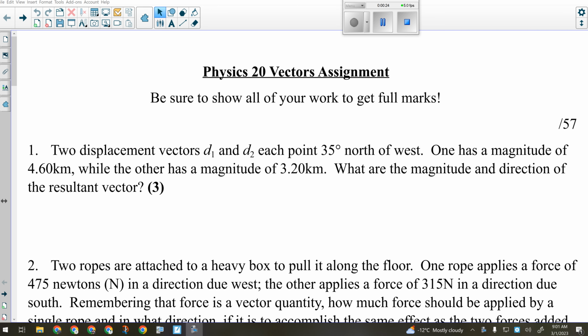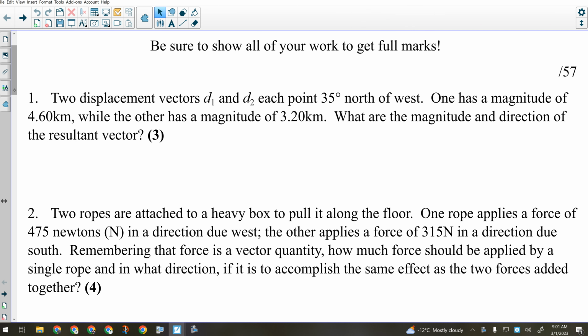As you're working through it, know that the numbers in brackets at the end of a question tell you the point value, so what that question is worth. If something is out of 3 marks, there's probably not that much work, because one of those marks is the givens, and one of those marks is the final answer. So there's only 1 mark worth of work in a question that's worth 3 marks.